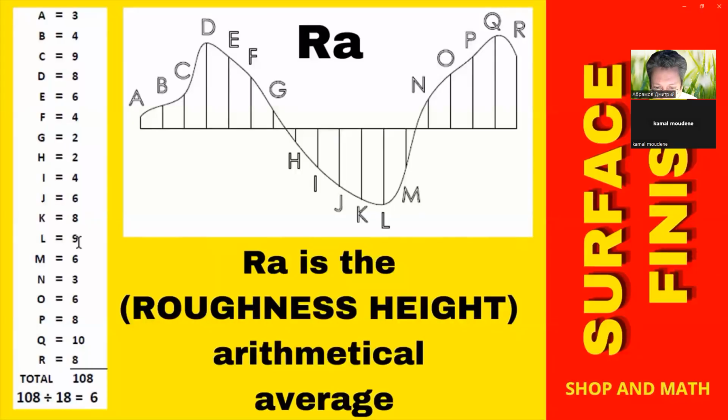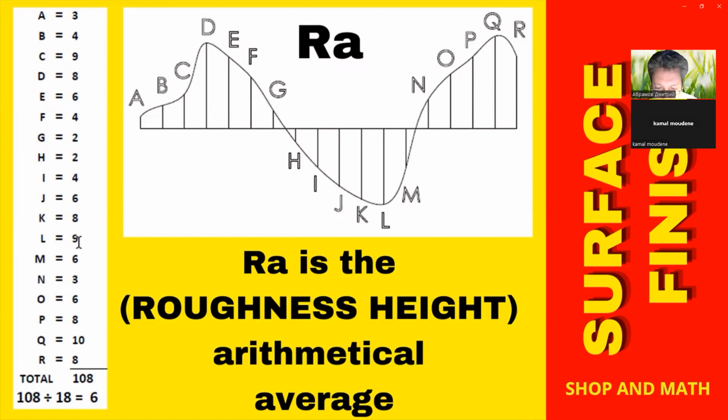Ra is probably the most popular we're going to use. Ra is the roughness height arithmetical average. So basically what happens if you take a look at A, B, C, D, E, all these lines have heights or distances. So you add them all up. In this case, it equals 108. So you take 108 and there's 18 spots. So you take the average of them and it's 6. So that's how we calculate the Ra. And in this case, with these measurements, the Ra would be 6.